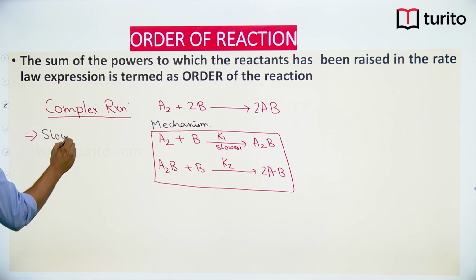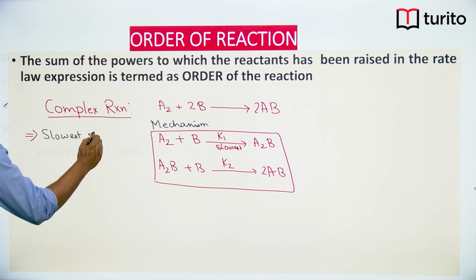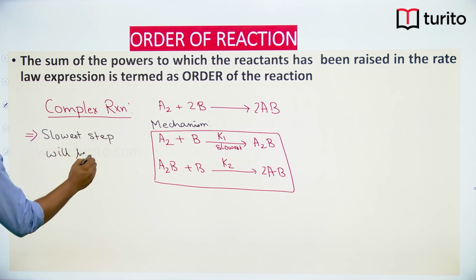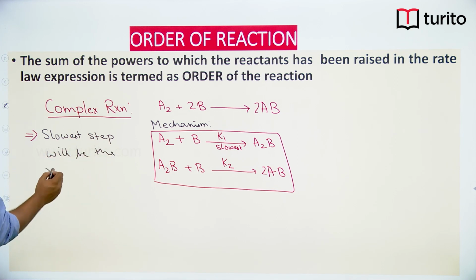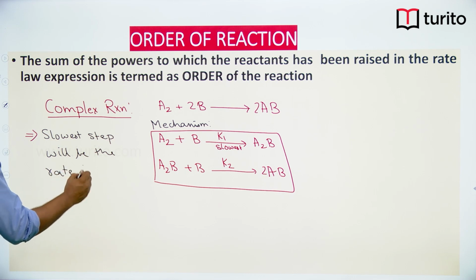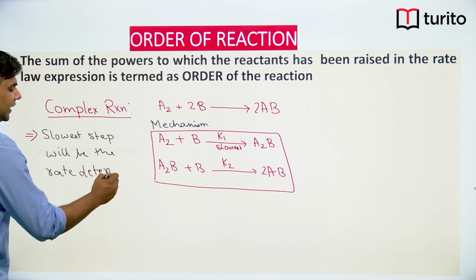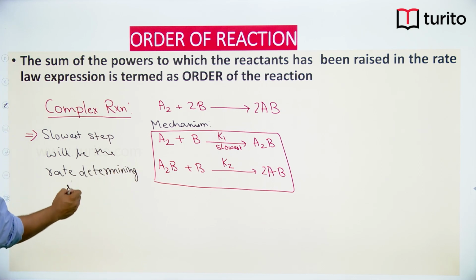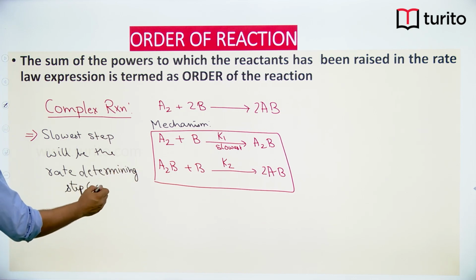Okay. So the slowest step will be the rate determining step. Okay. So we'll call this RDS, rate determining step. Okay. So just take an example.